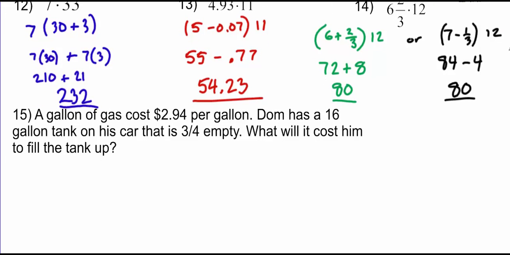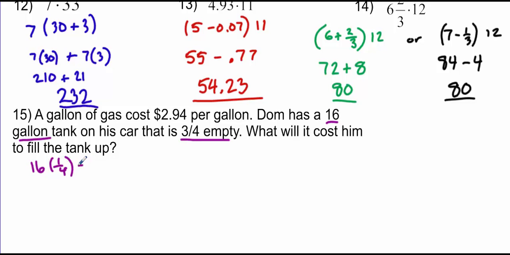All right, let's take a look at number 15. A gallon of gas costs $2.94, or $2.94 per gallon. Dom has a 16-gallon tank on his car that is 3/4 empty. What will it cost him to fill the tank up? All right, so first thing I'm looking at here is that we have a 16-gallon tank and that it's 3/4 empty. So the first thing I'm looking at is, okay, well, if it's 3/4 empty, that means it's 1/4 full, right? So really no distributive property we're talking about here.